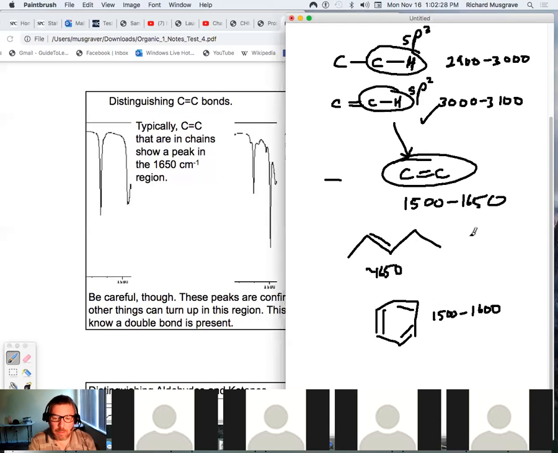Now, you can only do this if you know you've got a C double bond C in the first place. All right, so this doesn't count because other things do absorb in the 1500 to 1650 region. There's a lot of other stuff that can possibly be there. So you can't just look there and say, oh yeah, that's a C double bond C. What you want to do is figure out, first of all, if you've got a C double bond C by looking in the 3000 to 3100 region, and then see what kind of C double bond C you're dealing with. Does anybody have any questions?